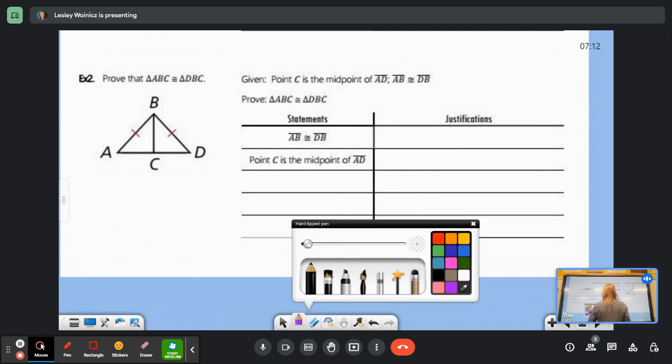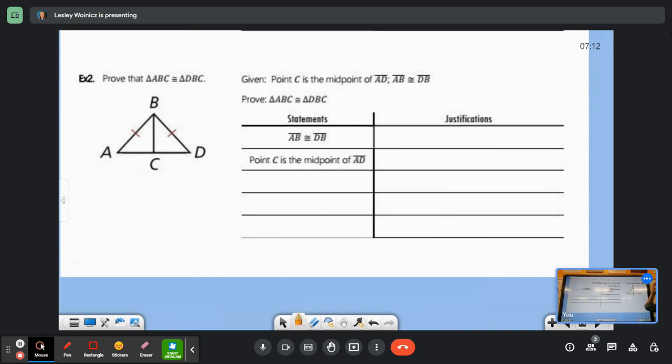All right, look at this one. We have to do the same thing. We have to prove two triangles congruent. We're after triangle ABC being congruent to triangle DBC. So they gave us some presents. First, we know that side AB is congruent to side DB. That was given to us. We also know that point C is the midpoint of side AD. That was given to us.